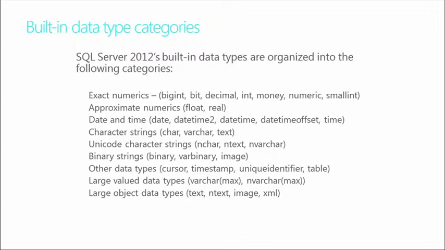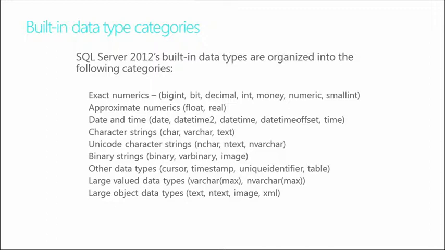Now, there are several categories provided with SQL Server 2012. I mentioned already we have exact numerics. We have bigint, bit, decimal, int, money; approximate numerics, float and real; date and time; character fields; and Unicode character strings. When you see the letter N before the type, that means it's Unicode, which provides support for the international languages. Then we have binary strings, and some unique data types like timestamp or uniqueidentifier.